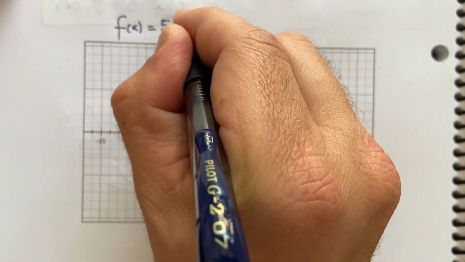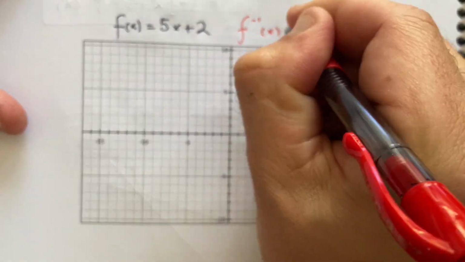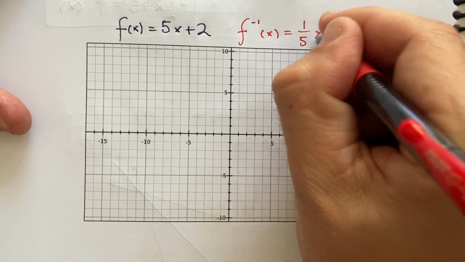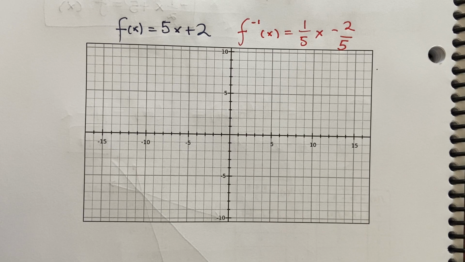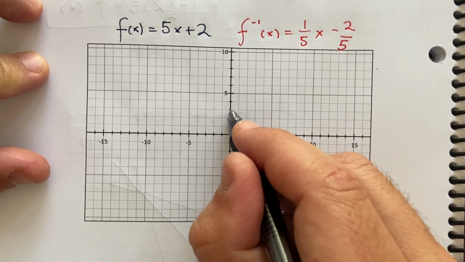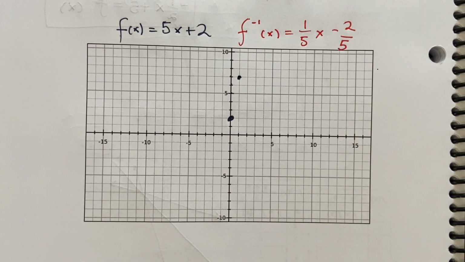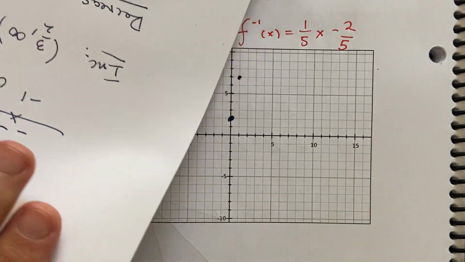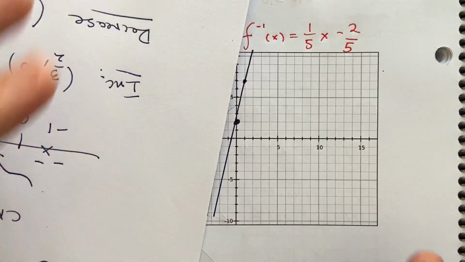So I'm plotting f of x equals 5x plus 2, and then I'll plot f inverse of x equals 1/5 x minus 2/5. Okay, so using the slope-intercept form, here's the intercept, and then it says go up 5 and over 1. I'll make that point. I wish I had a ruler. I guess I'll use this paper. This might work. Okay.